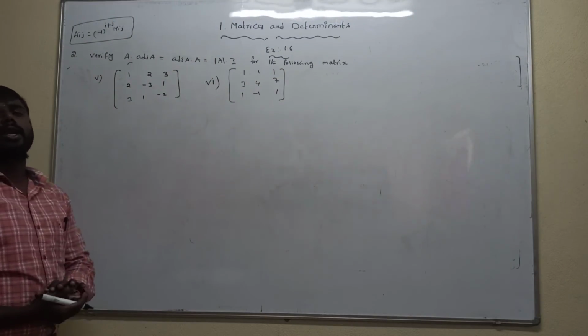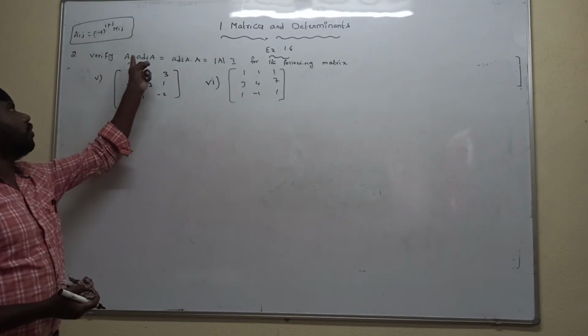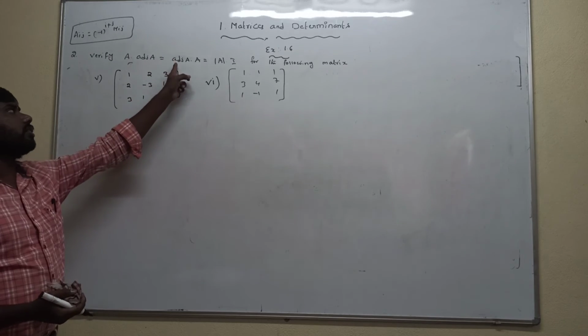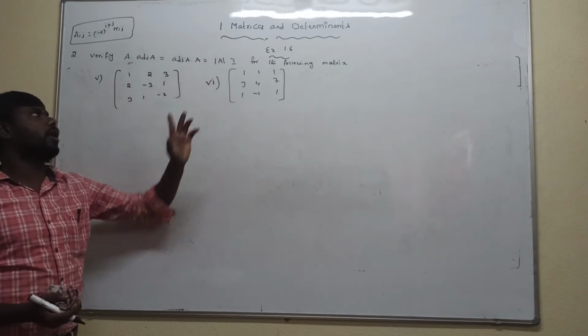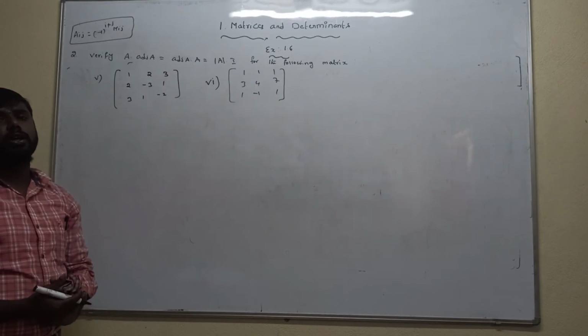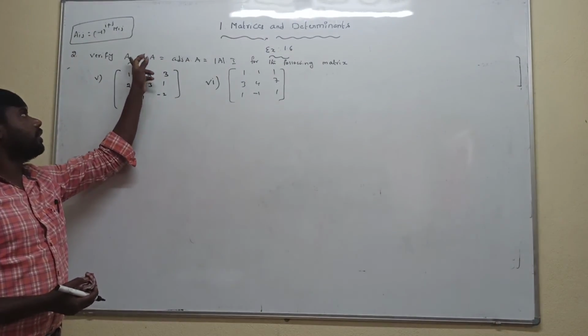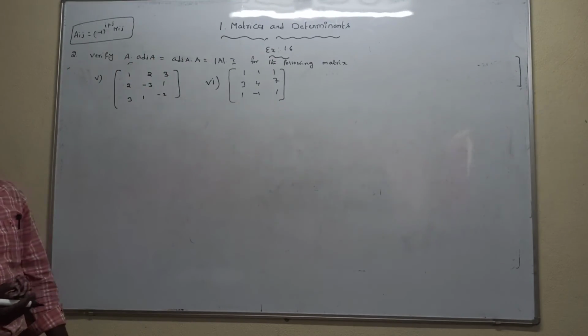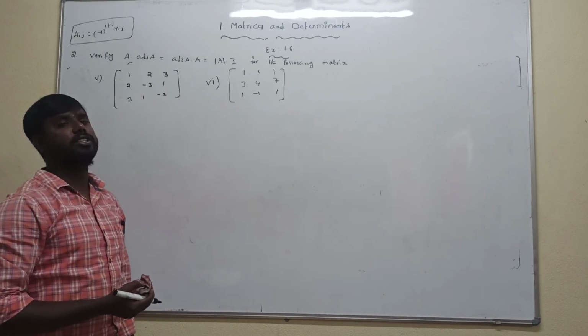First we need to calculate the adjoint of A. After that we can find the A into adjoint of A matrix. Next we need the adjoint of A into A matrix. Next the determinant of A into I matrix. So whenever all the conditions are equal, you should write the conclusion that all the conditions are equal. So you can write A into adjoint of A is equal to adjoint of A into A is equal to determinant of A into I.